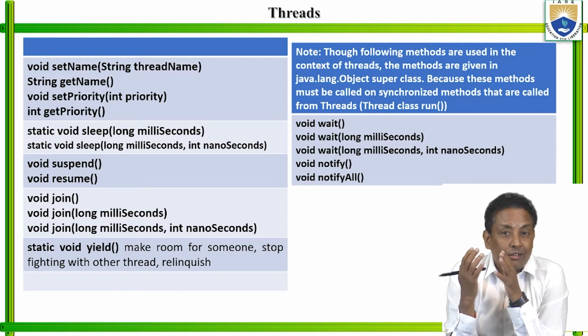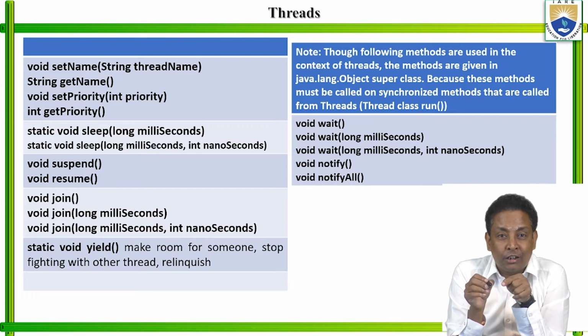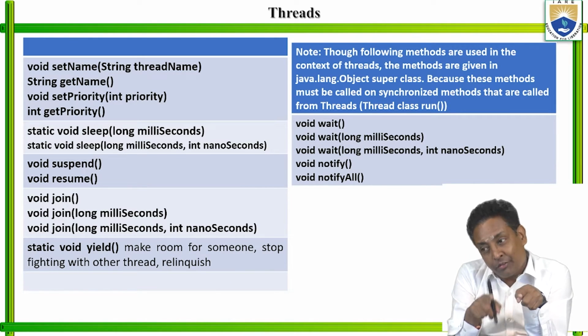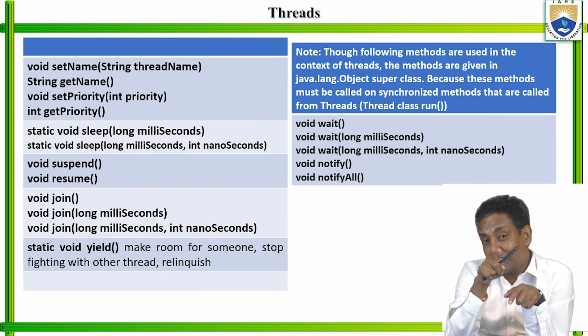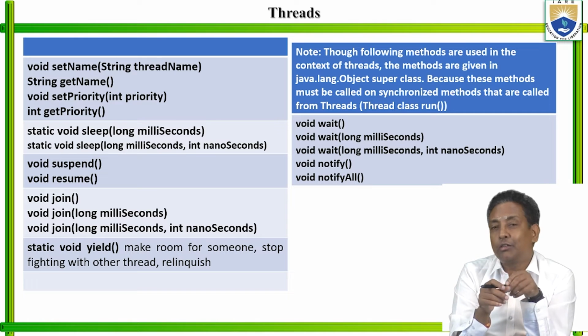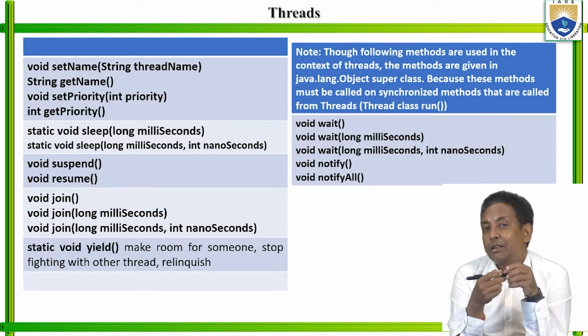Because we want to instruct a thread to sleep, we want to instruct the method in which the thread is running, through the method we make the request. That is why the sleep method is a static method. The reason I'll tell you in the next slide. Sleep method is a static method.